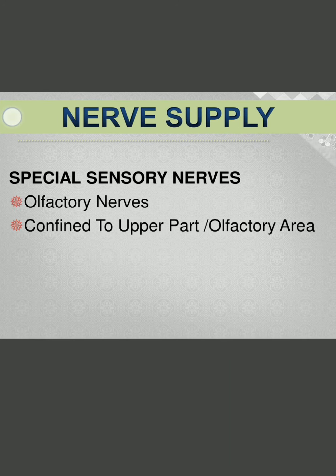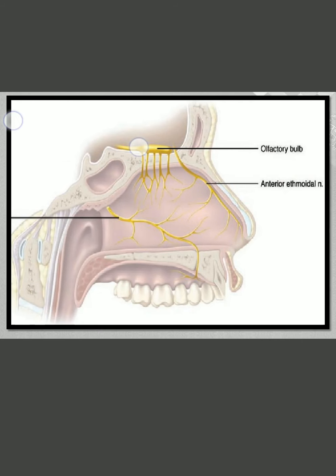Special sensory nerve, which is the nerve of olfaction, that is the olfactory nerve, and it is confined to the upper part of the olfactory area, which is lined by the olfactory mucosa. So this is the olfactory bulb, and it gives the olfactory nerves in the upper part of the nasal septum, which is also known as the olfactory area, because the olfactory mucosa से covered है. Sense of smell जो है ये carry करता है, और इससे जो नीचे वाला portion है वो respiratory mucosa से covered है.